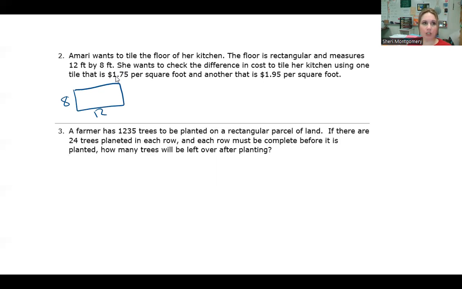And so now that we have a picture, I'm not doing perimeter, so I don't necessarily have to label all the sides. I could if I wanted to. But to find my area, I need to take my two numbers and I need to multiply. So I have 8 times 12.